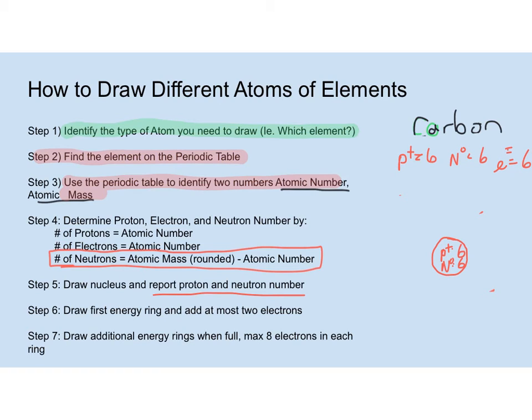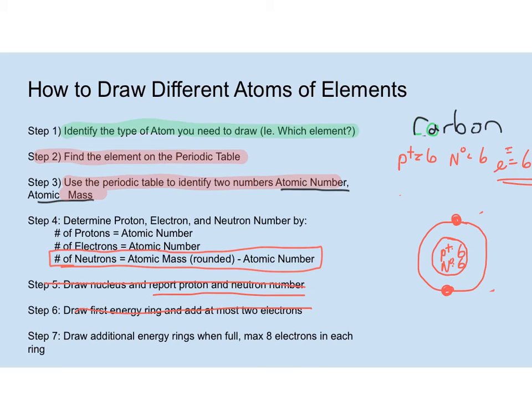Okay, so I've now done step 5. Draw the first energy ring and add at most 2 electrons. Well, I've got 6 electrons I need to add in here. So I draw my first energy ring, and my first energy ring can only hold 2 electrons. Well, I've got 6, so I'm going to put 1 and 2. Okay. Now I've done this step.